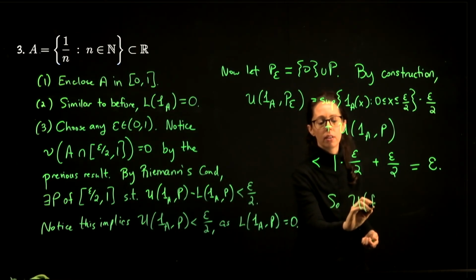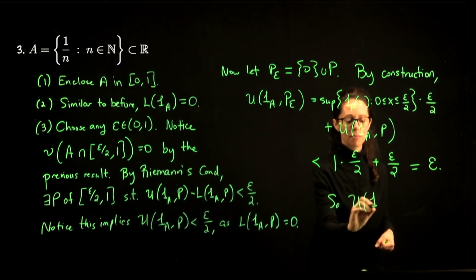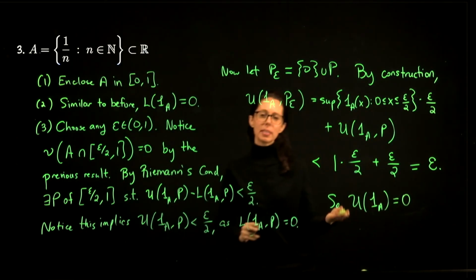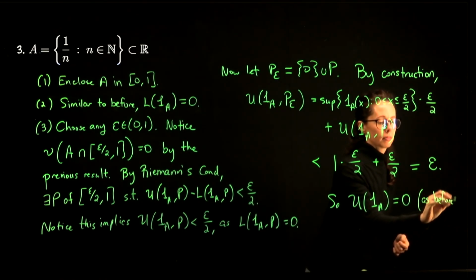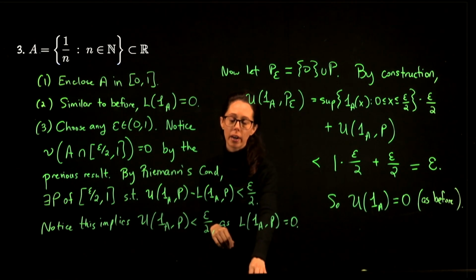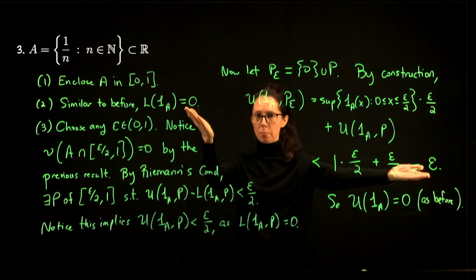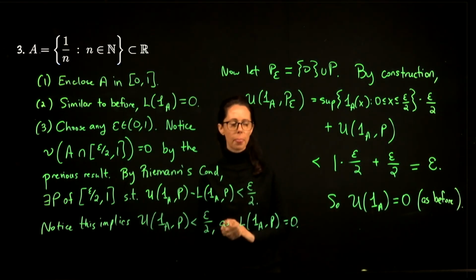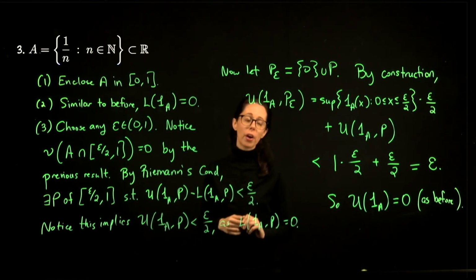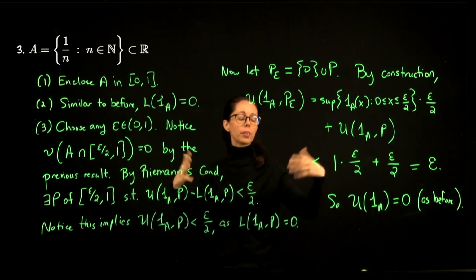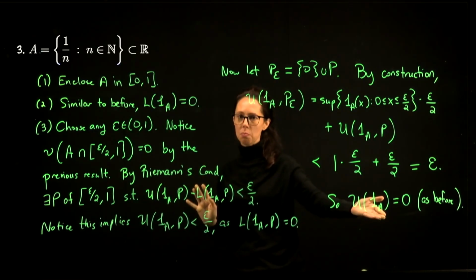So the upper integral of the characteristic function with respect to A is going to be 0 just like it was a moment ago. Because once again, we are now saying that for any epsilon greater than 0, the upper integral is between 0 and epsilon. So that's exactly the argument that we just saw. Therefore, the upper integral is 0. And now we have exactly the computation we had a moment ago. Lower integral and upper integral are both 0. So the integral of the characteristic function exists. This is integrable over this set, even though it has infinitely many points in it.